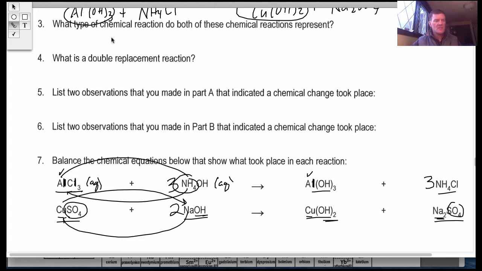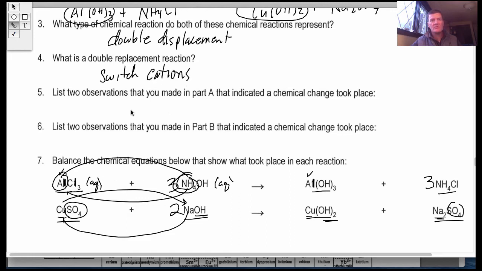So these are going to be double displacement. That's what we call these, double displacement or double replacement. And that is basically where you have a switch. You're going to switch the cations. This is the cation, the first part of each compound. You're going to switch the cations to make your new products.